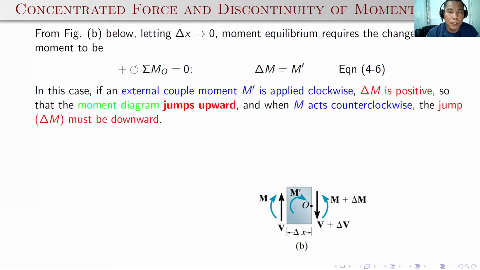How about the moment? Moment equilibrium requires the change in moment, delta M, to be equal to M prime. So in this case, if an external coupled moment M prime is applied clockwise, then remember the change in moment is positive, so the jump will be upward also. When M prime acts counterclockwise, then the jump must be downward, or it is negative. So remember these rules, because these are very important in drawing the shear and moment diagram.